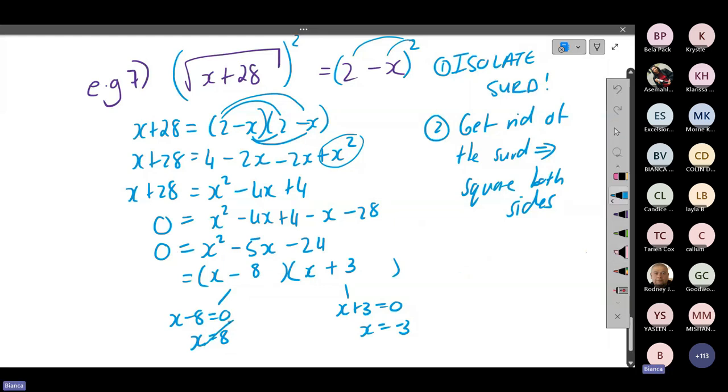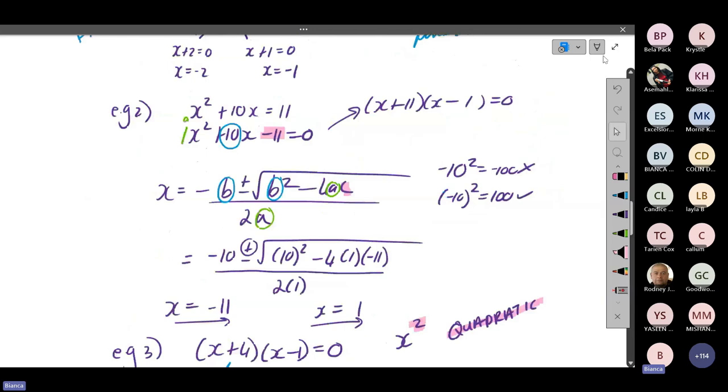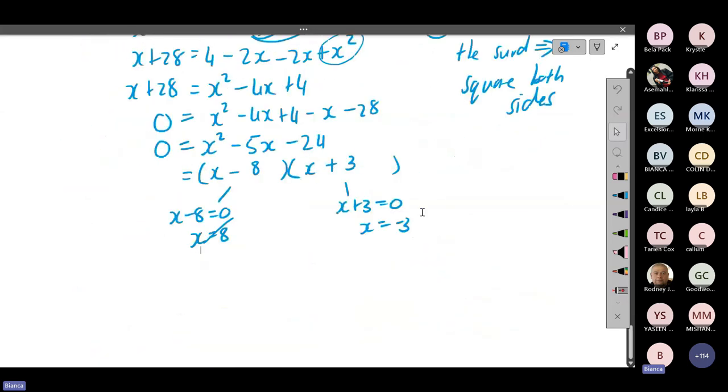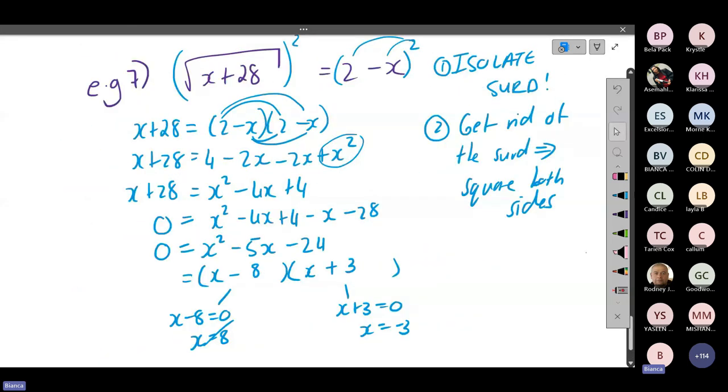Okay, I want you all to do the question. I'm going to scroll up here. Wait, does anyone need anything from this page before I scroll? So step one, isolate the surd. Get rid of the surd. Square both sides, the whole sides. Okay, and then obviously standard form.